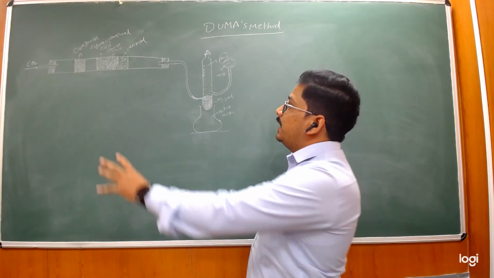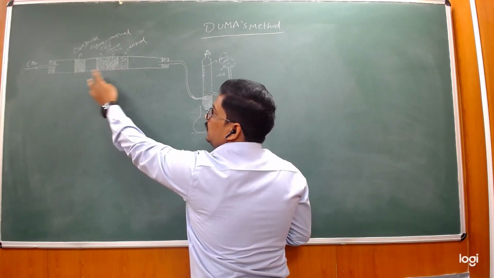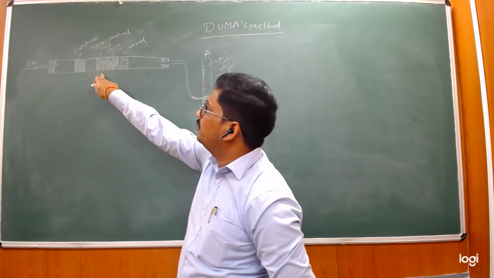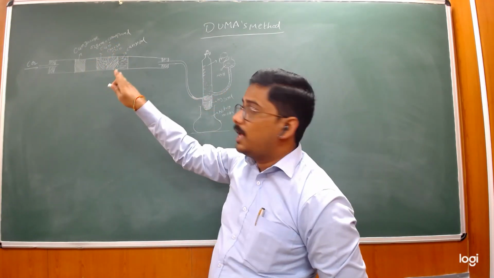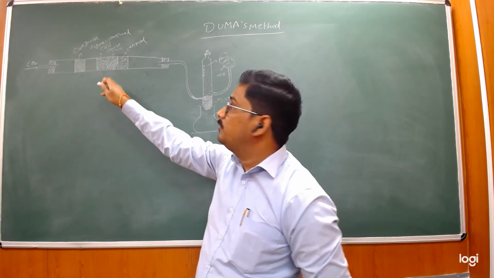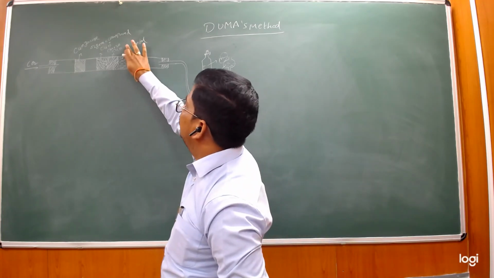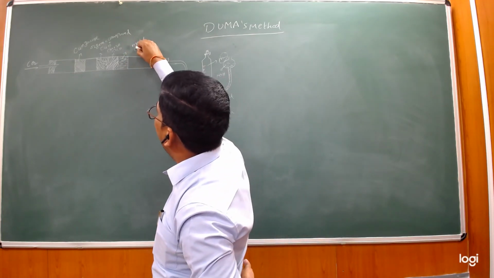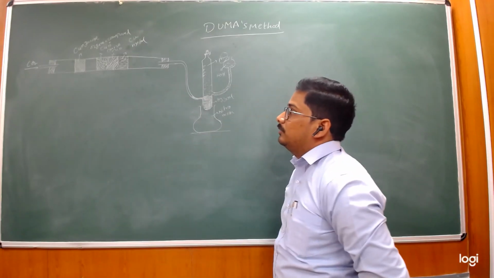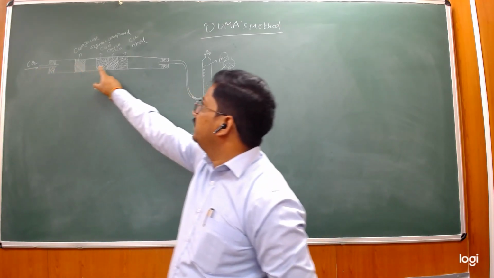This diagram has a long glass tube. It contains four parts actually. One is CuO gauze, and the second one is the organic compound with CuO. CuO means copper oxide, which we should use, and then copper metal. Copper metal is also very important. So what is happening? We have to pass the CO2 through all these four chambers.